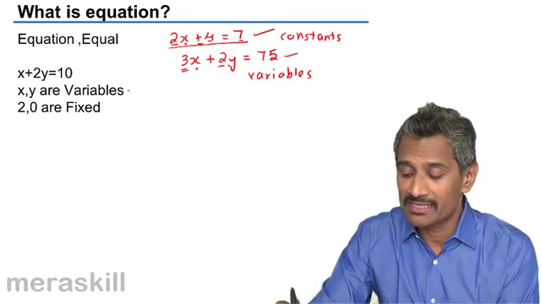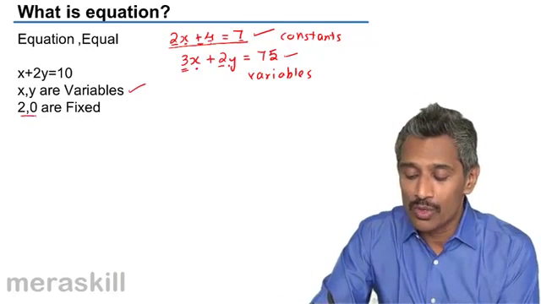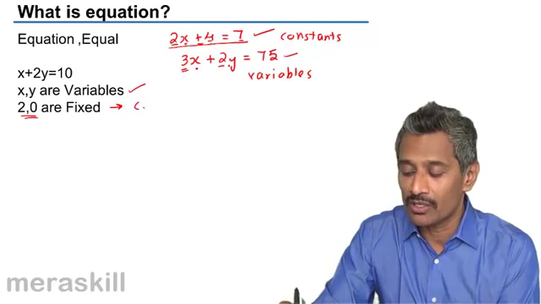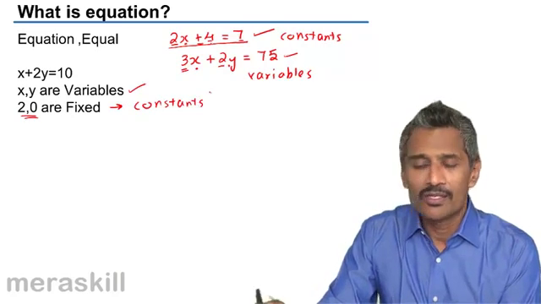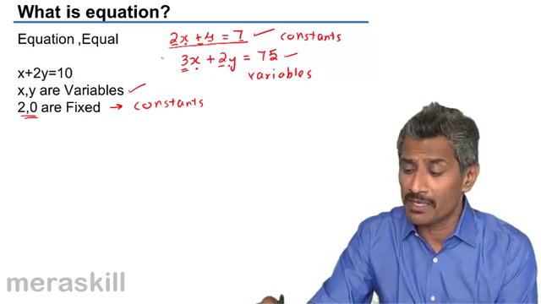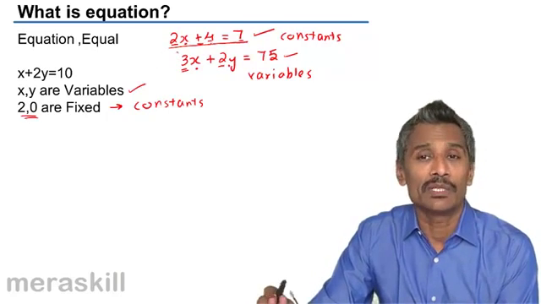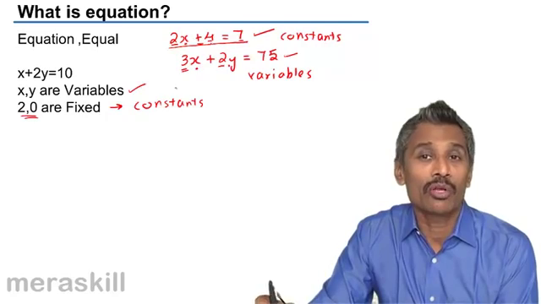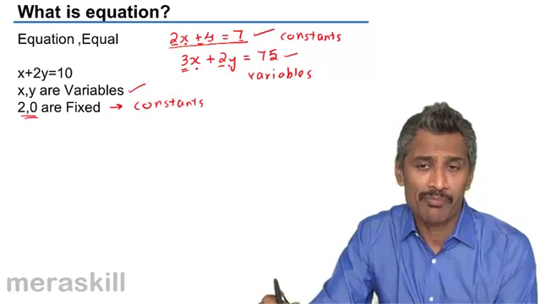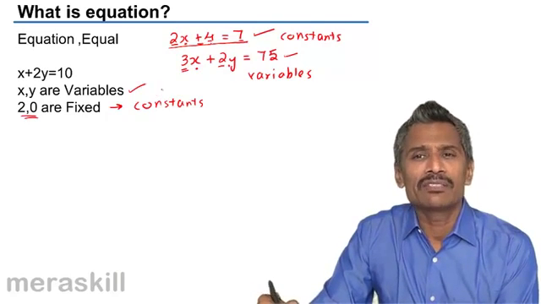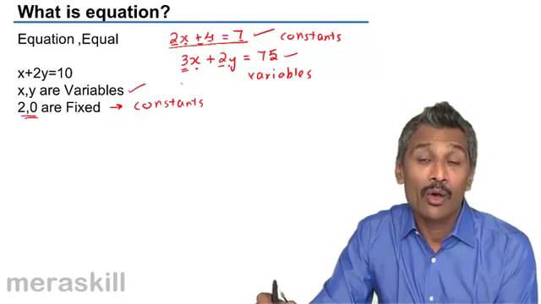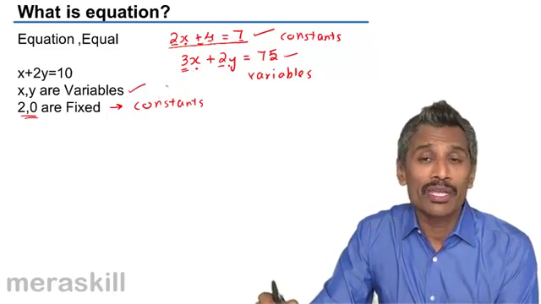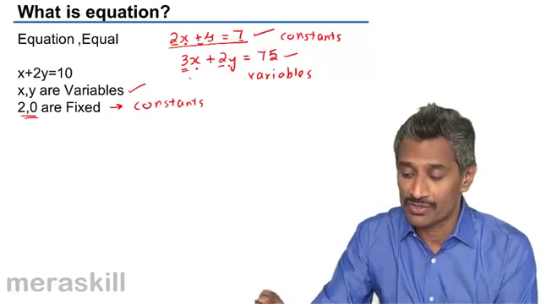So here we have x and y, our variables. 2 and 0 are fixed, hence they are called constants. So thus we have a very basic understanding of what a particular equation is about, what we understand by equations. Now we will take up, starting with very simple equations in just one variable, either x or y. Let's go about doing how to solve these kinds of equations.